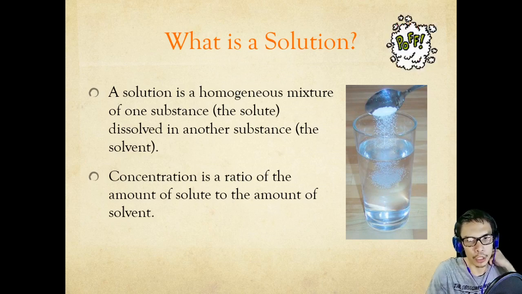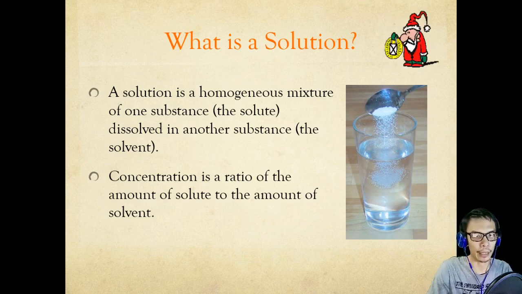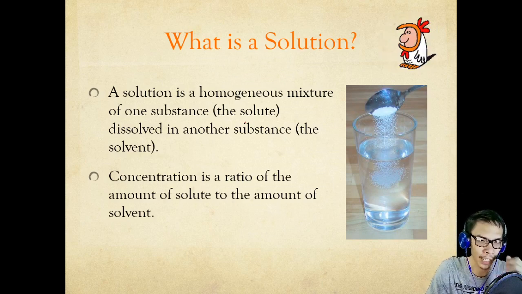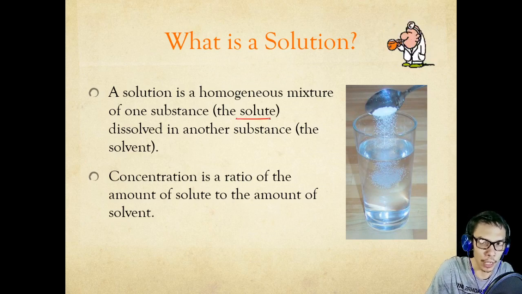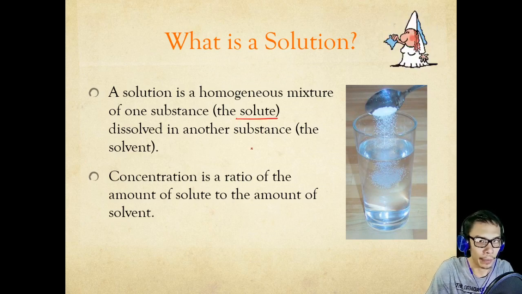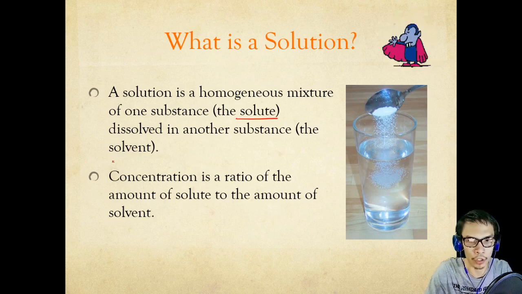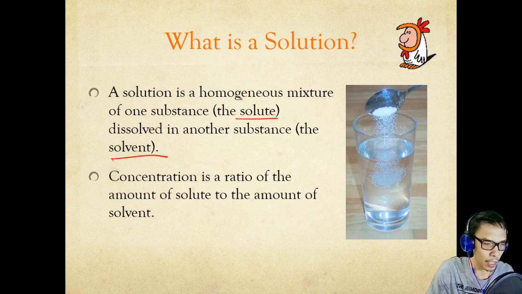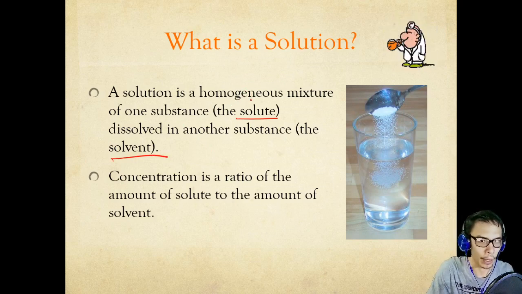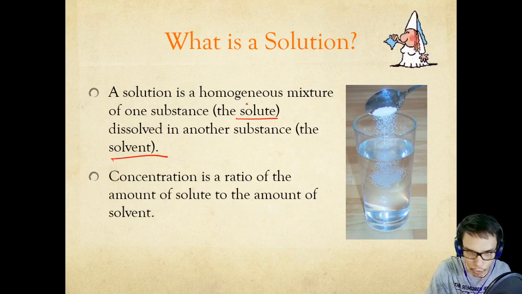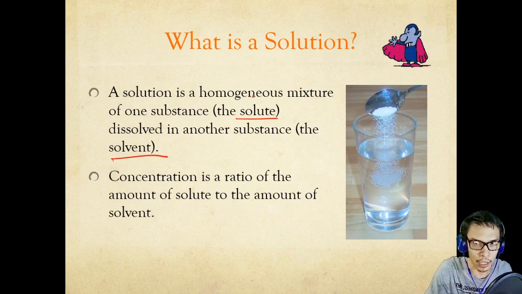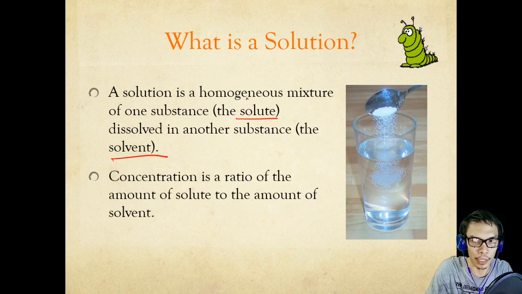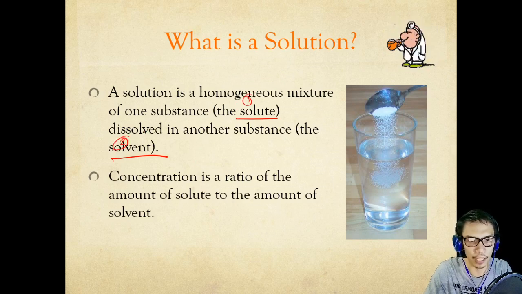A solution is a homogeneous mixture of one substance that is dissolved in another substance. We call the substance that is dissolved in another substance a solute. And the one that dissolves the solute is called the solvent. So in a solution there are always two entities, the solute and the solvent. The solution cannot exist without solute and solvent. So these two entities, the solute and the solvent, are very important.